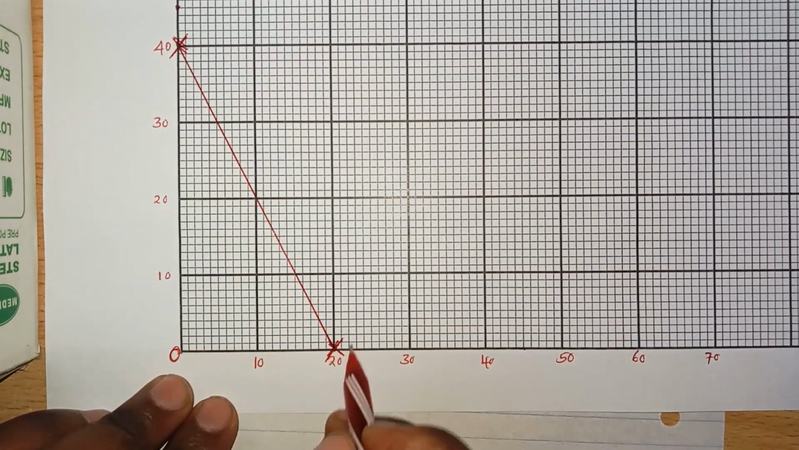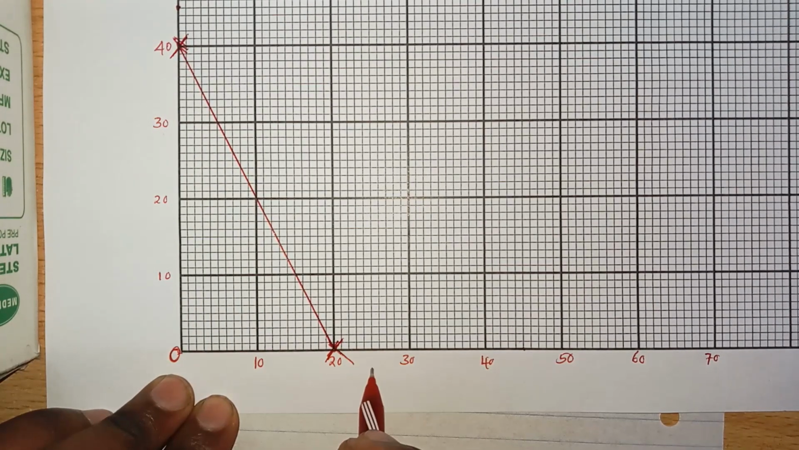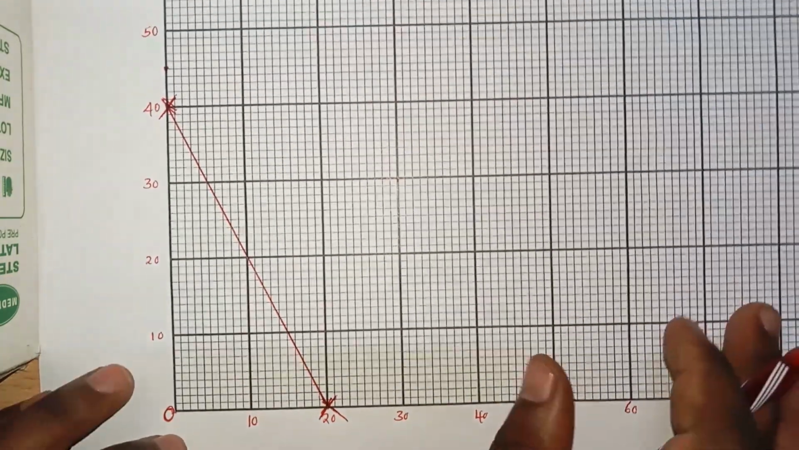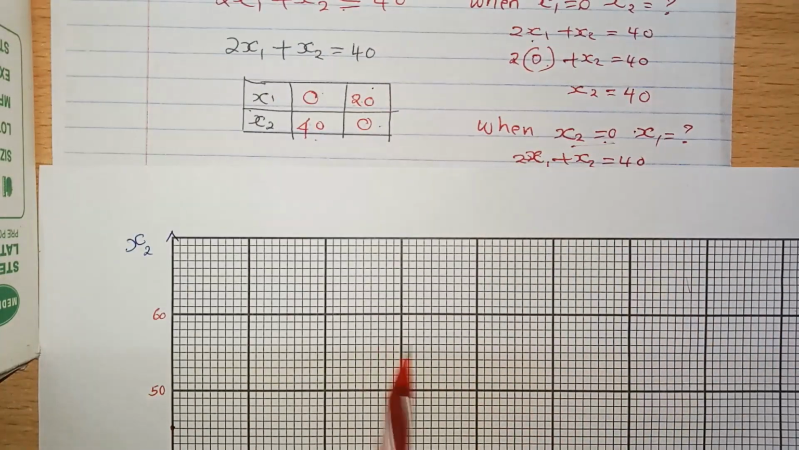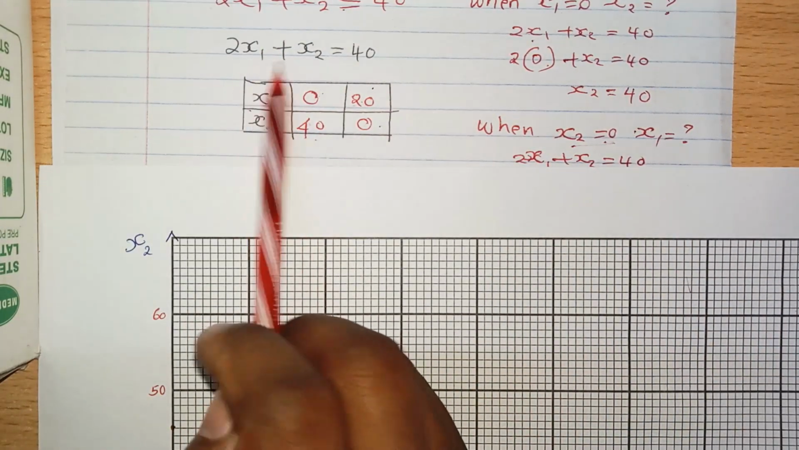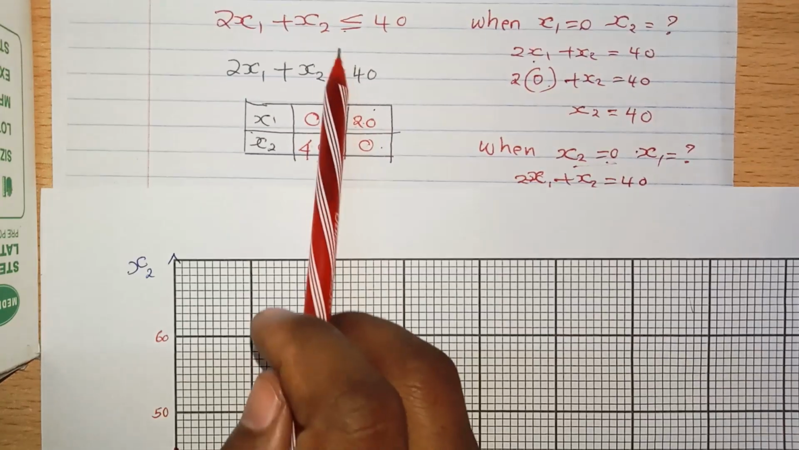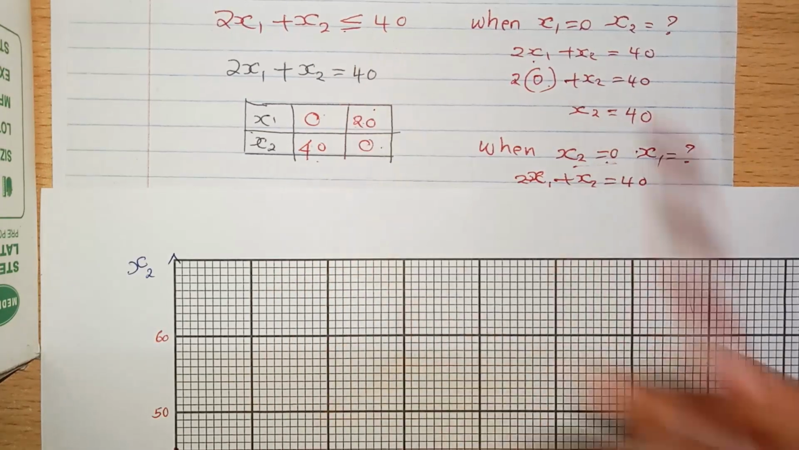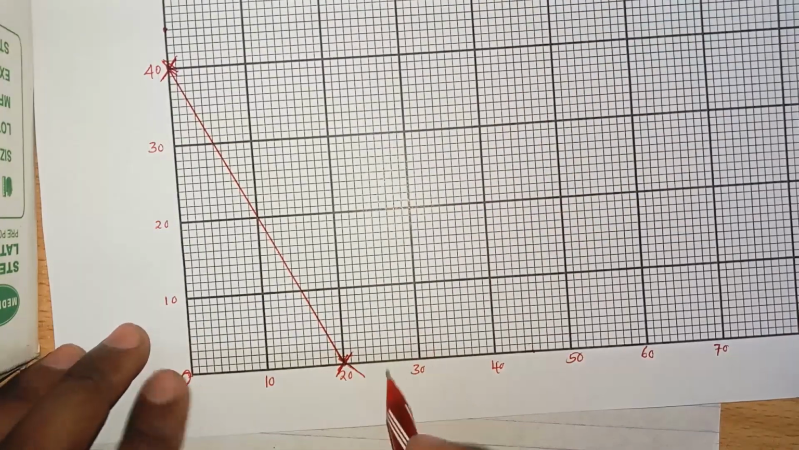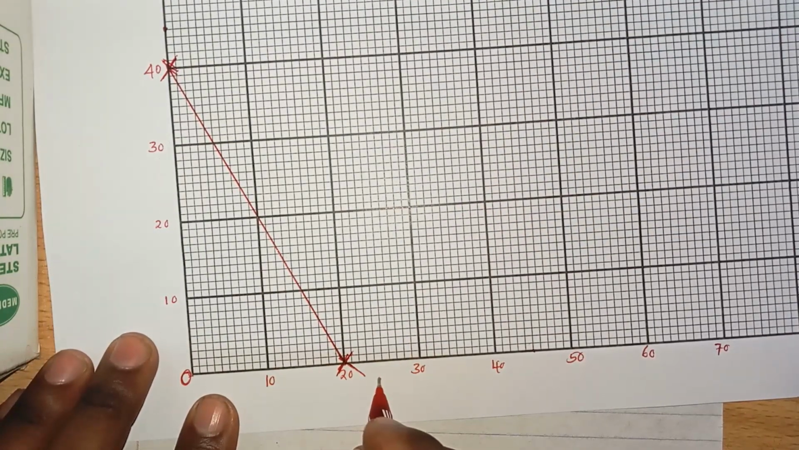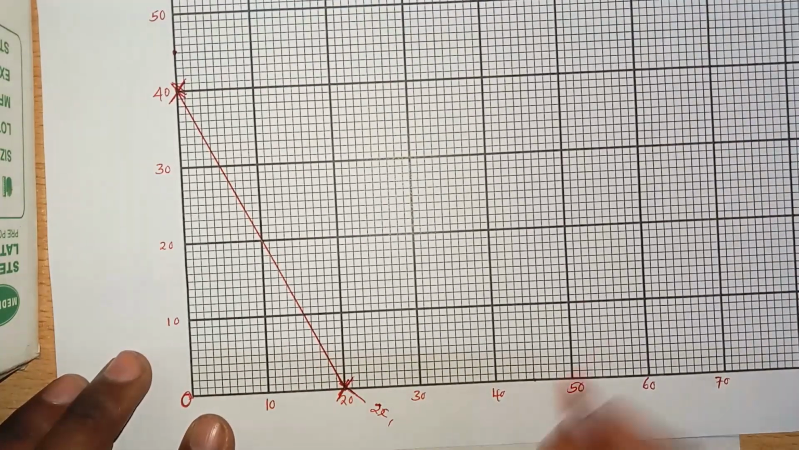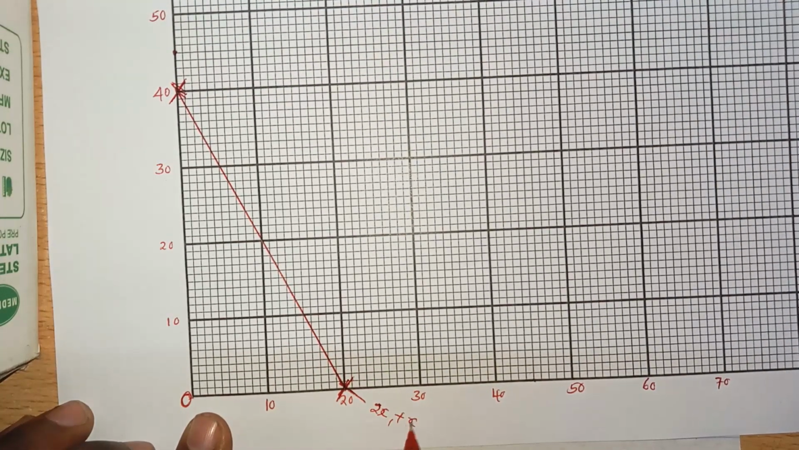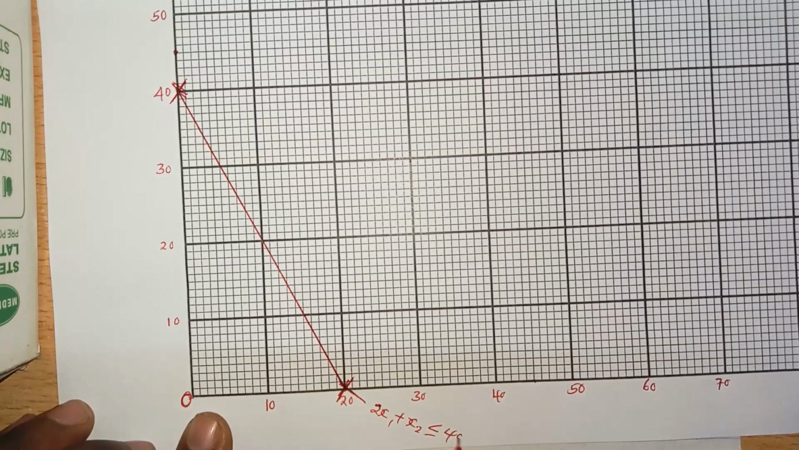So this curve is a curve that is obtained by this constraint number 1, which is 2x1 plus x2 is less than or equal to 40. So we need to label this curve, which is 2x1 plus x2 less than or equal to 40.